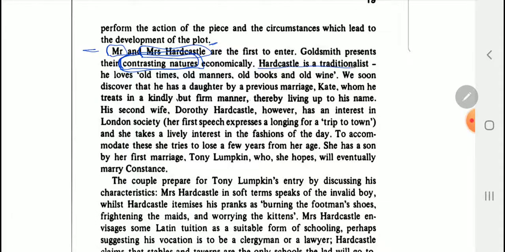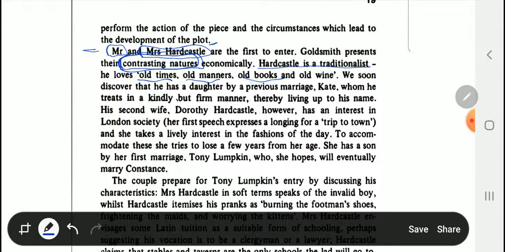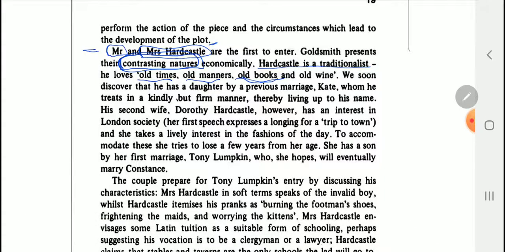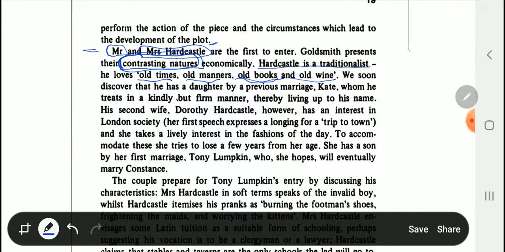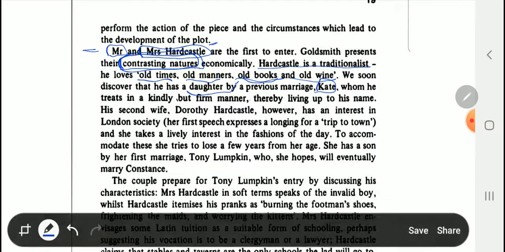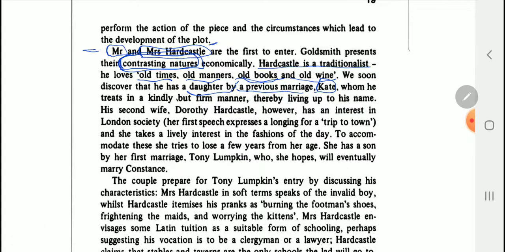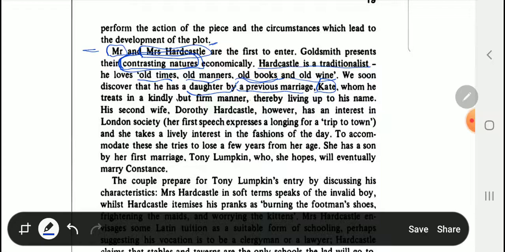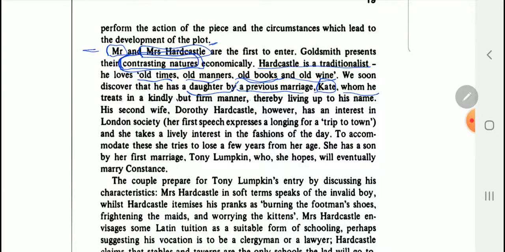Hardcastle is a real traditionalist. He loves old times, old manners, old books. He is so concerned about old books, old manners, old wine, everything that is old. And we know that Mr. Hardcastle has a daughter, and her name is Kate, by his previous marriage, whom he treats in a very kindly but firm manner.